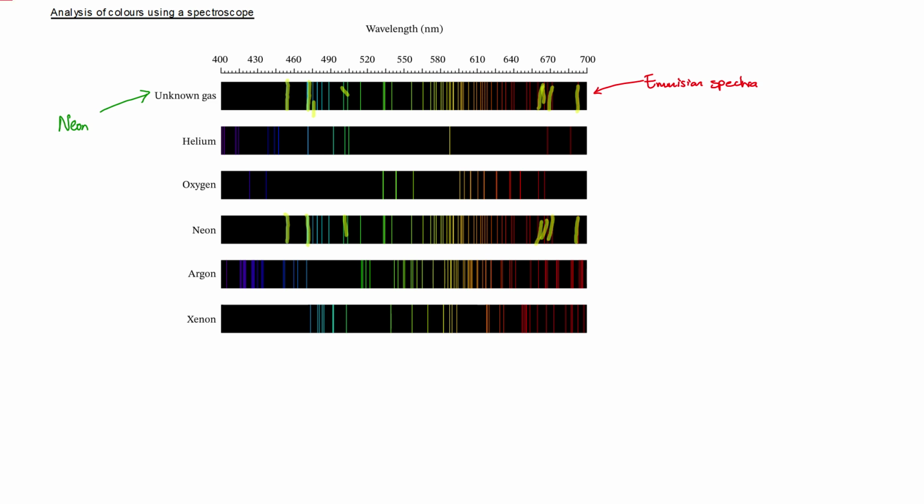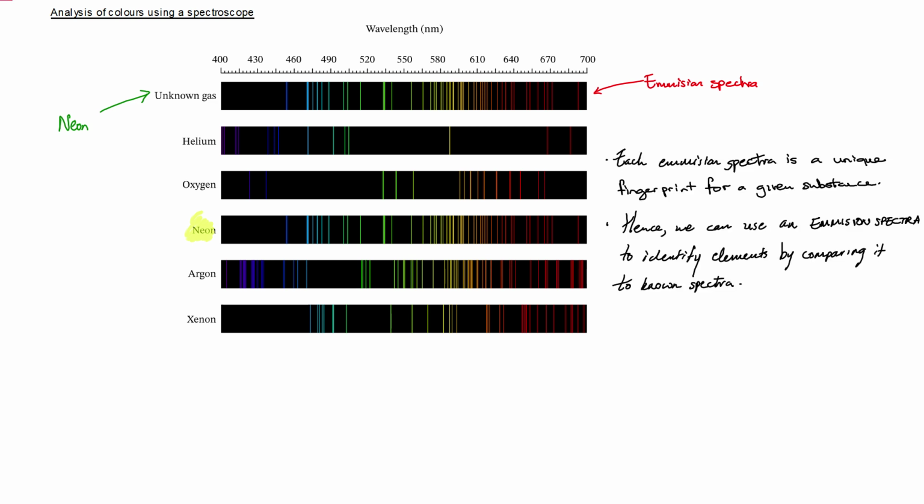Okay, so we definitely know it's neon. It's 100% neon. So let's get rid of those. And it can't be the others because they have gaps. So let's just take oxygen, for instance, there's a gap in oxygen here, but there's all these wavelengths of light being produced here. So we definitely know it's neon.